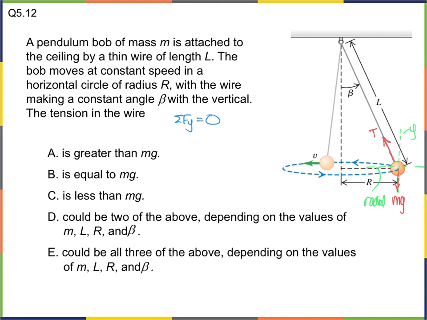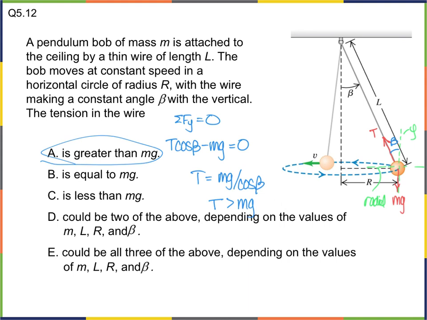And if it's moving in this horizontal circle, as it traces out a cone, those forces are going to add up to be 0. And so this is going to be beta as well. We get T cosine beta minus mg is equal to 0. So T is equal to mg divided by the cosine of beta. And so this is actually going to mean that T is going to be greater than mg. And so that becomes our answer.